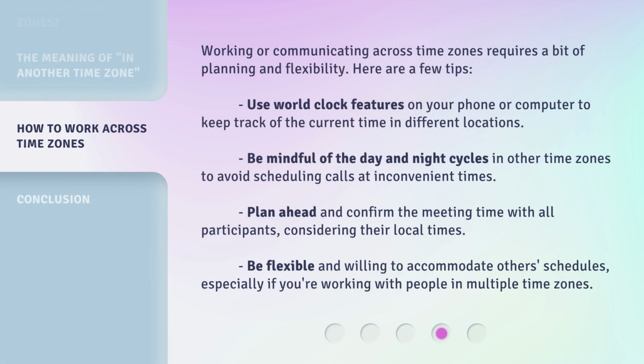Working or communicating across time zones requires a bit of planning and flexibility. Here are a few tips. Use world clock features on your phone or computer to keep track of the current time in different locations. Be mindful of the day and night cycles in other time zones to avoid scheduling calls at inconvenient times. Plan ahead and confirm the meeting time with all participants, considering their local times. Be flexible and willing to accommodate other schedules, especially if you're working with people in multiple time zones.